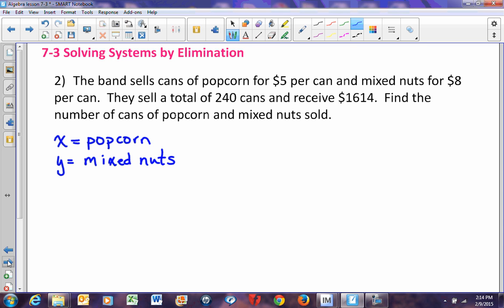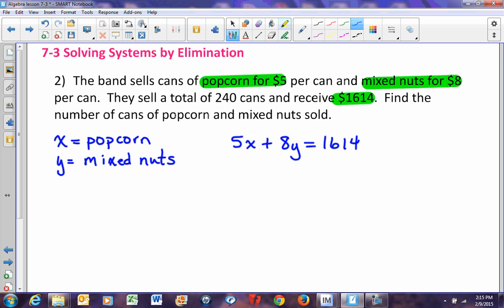Now, we have to have two equations because we have two variables. One equation should be based on how much money they make. Because if they sell popcorn for $5 and mixed nuts for $8 and they made $1,614, that in itself should make up one of my equations. One of my equations is going to be based solely on money made. It's $5 per can for popcorn. So the amount of money I make from the popcorn plus the amount of money I make for the nuts, which is $8 a can, has to equal the total amount of money I make, which is $1,614. There's equation one, based solely on money.